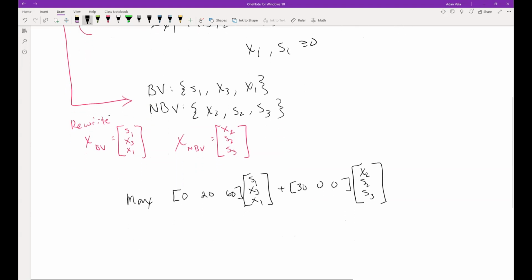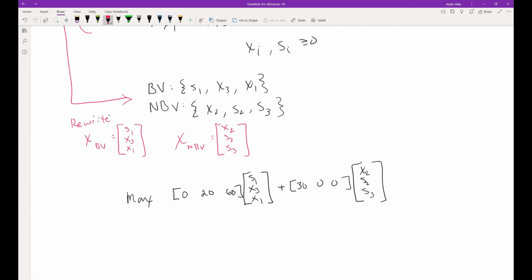Okay, so again, we have our XBV and our XNBV, so our non-basic variables. And similarly, we can split up our C transpose, right, into two parts. So this is our C vector corresponding to the basic variables, and this is our C vector corresponding to the non-basic variables.